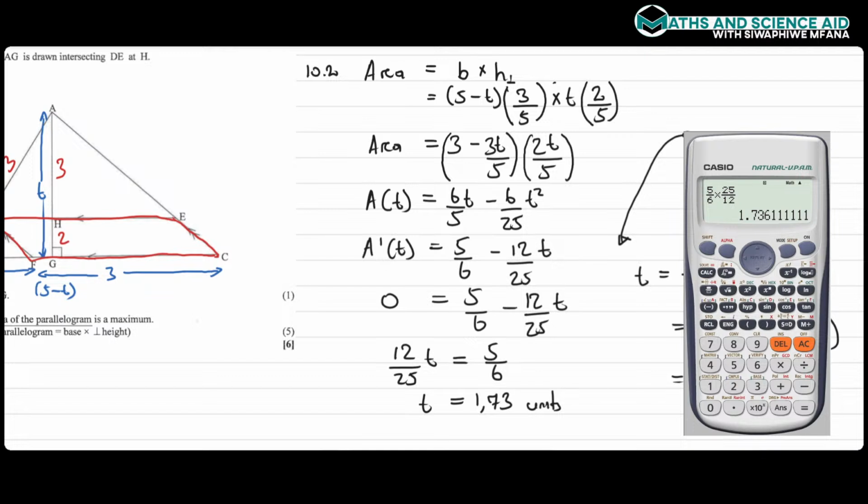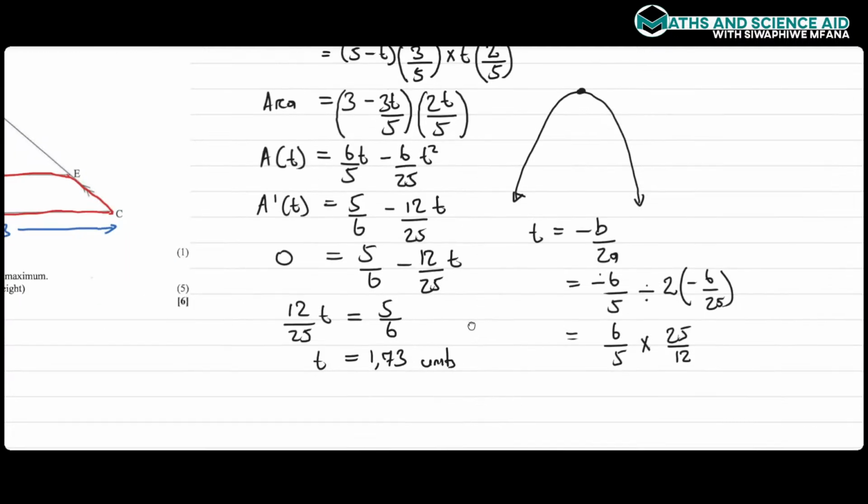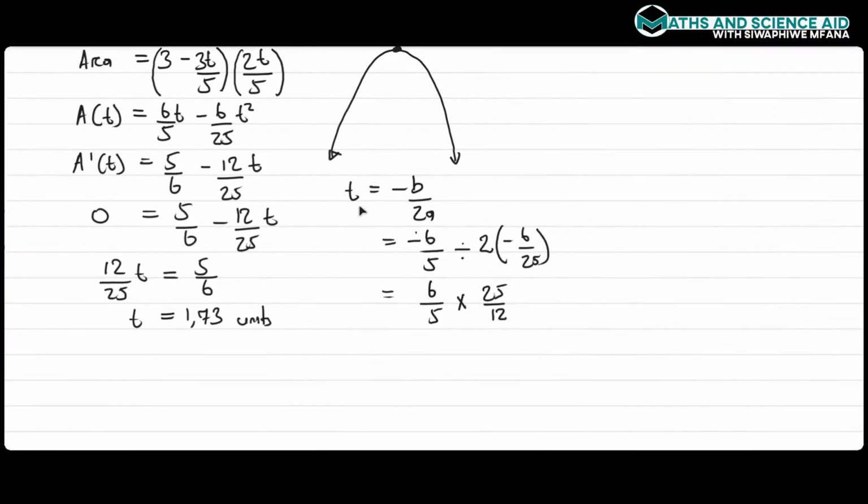Sorry about that, my calculator is hiding what I'm trying to show you. So here's what I'm talking about. You can use this formula t equals negative b over 2a. What is the value of b? It's 6 over 5. So this will be minus 6 over 5, right? We also take that negative into account. And then I'll just change to this division sign, so divided by 2a, and the value of a is negative 6 over 25.